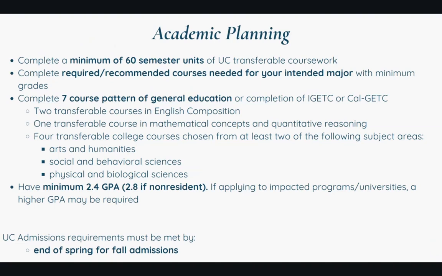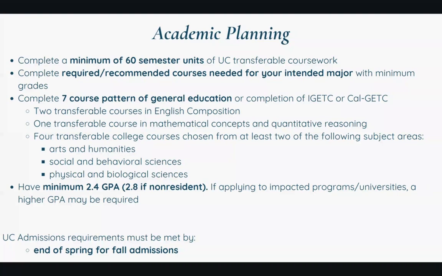As a reminder, to be eligible for UC admissions, you do have to complete a minimum of 60 UC transferable courses, complete the required recommended courses needed for your intended major with the minimum grades requested, and complete the 7-course pattern of general education, or completion of IGETC or Cal-GETC. If you are completing the 7-course pattern, that will entail 2 transferable courses in English composition, 1 transferable course in mathematical concepts, and 4 transferable college courses chosen from at least 2 of the following subject areas: arts and humanities, social and behavioral sciences, or physical and biological sciences.